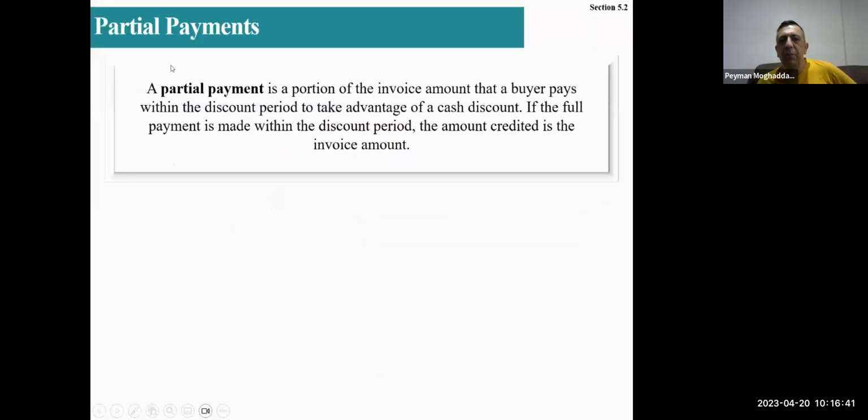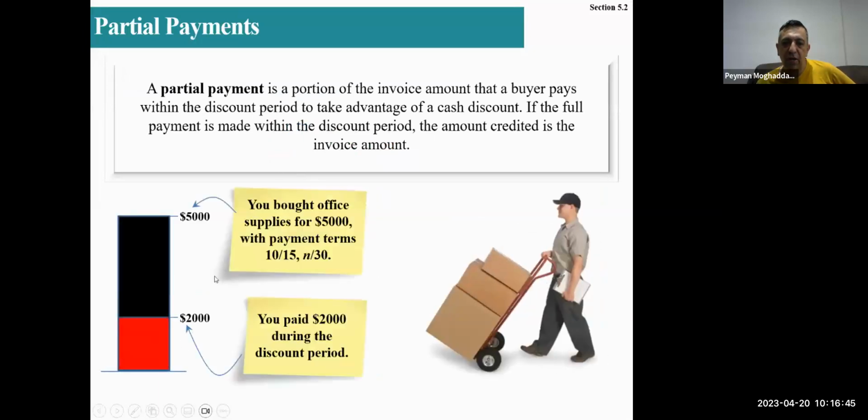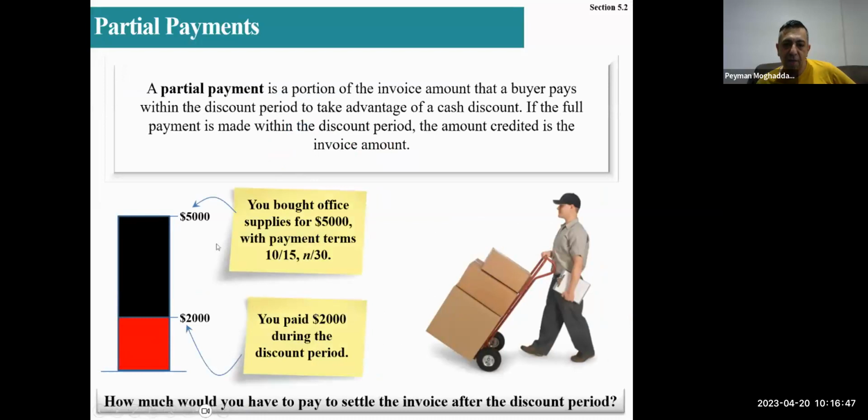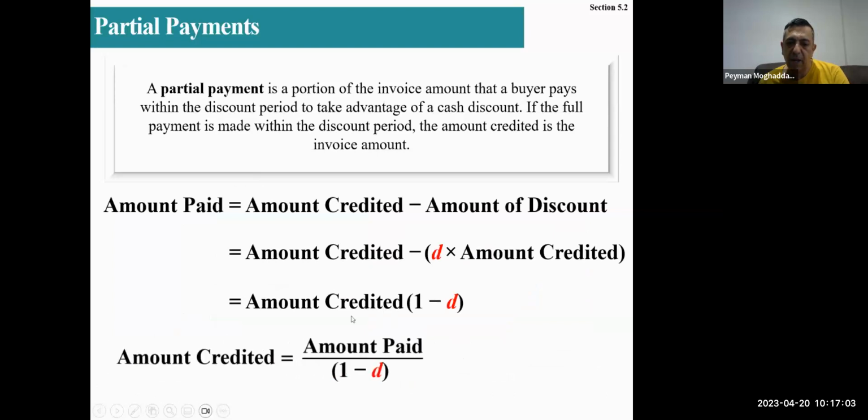We also learned partial payments. If you pay a partial payment, for example $2,000, within the discount period, it's going to be a credit toward the payment, right? And then we figured out how to calculate that credit. The credit amount is going to be the amount paid divided by 1 minus D, which is the discount rate in that period. Okay, so that's how we calculate the credit amount.